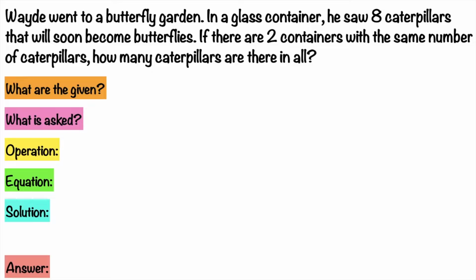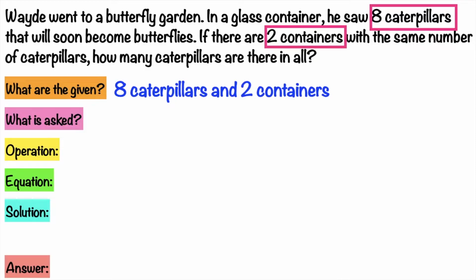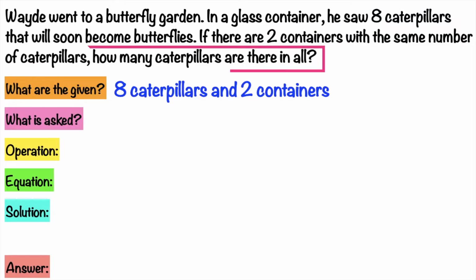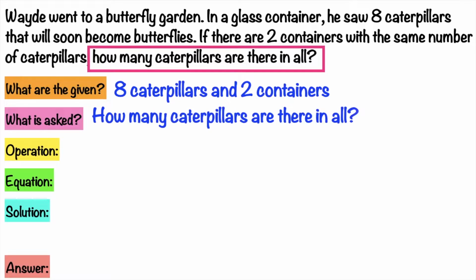What are the given numbers? That's correct. We have 8 caterpillars and 2 containers. Let's proceed to the second one. What is asked in the problem? That's correct, children. How many caterpillars are there in all?